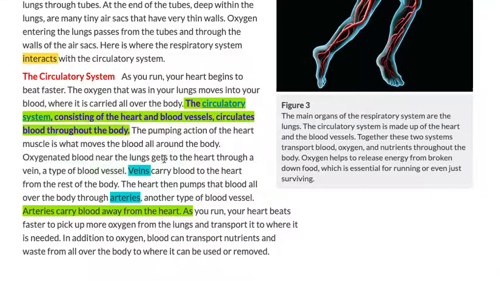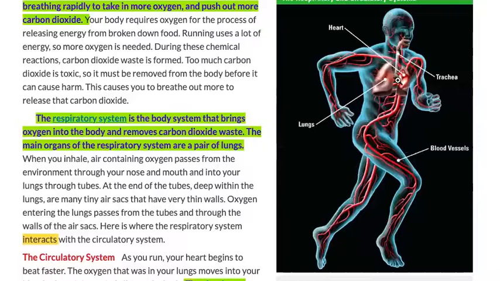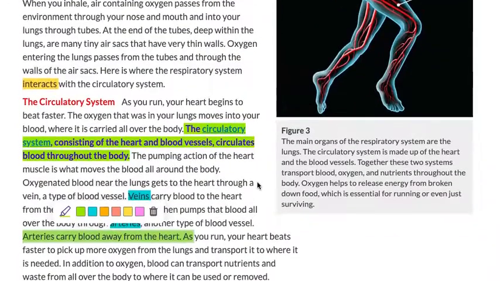We have two types of vessels here that we need to know about. Veins carry blood from the rest of the body to the heart. Arteries carry blood away from the heart. Think about A for away. Arteries carry blood away from the heart. Veins carry blood back to the heart.